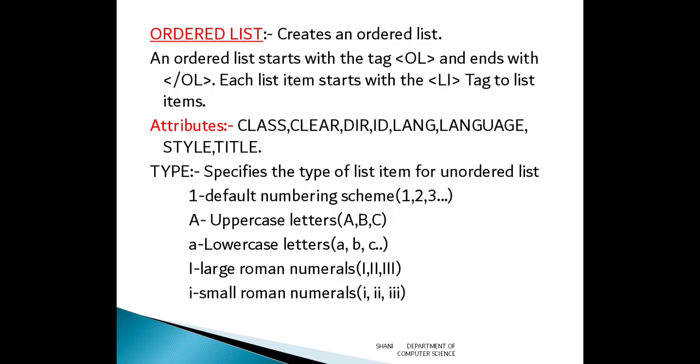So this is about the ordered list. We should specify the order by using the type 1, 2, 3, capital letters A, B, C, or small letters a, b, c. So these are the list items specified in the ordered list.